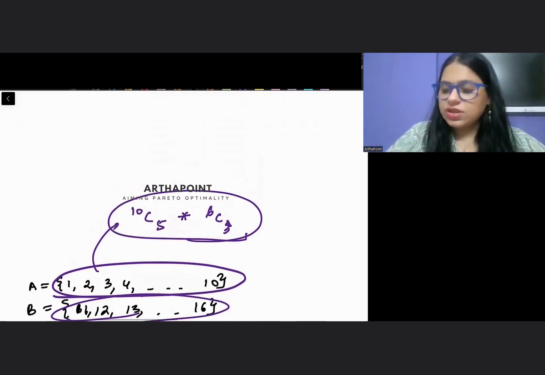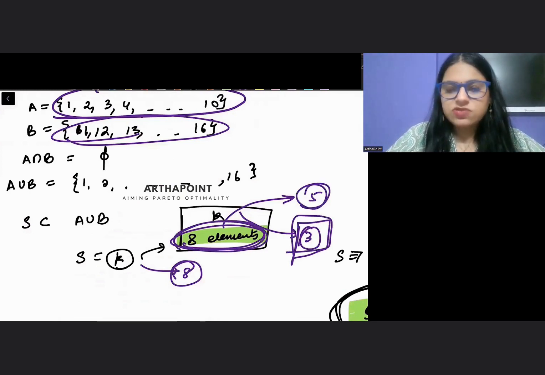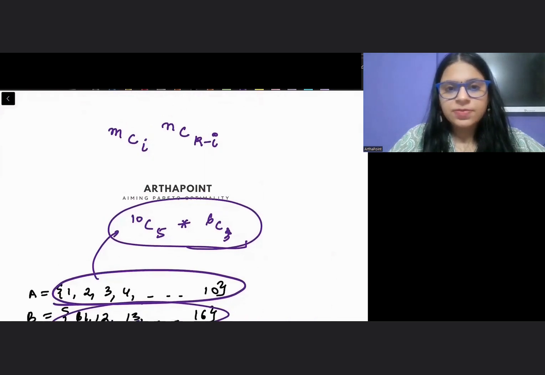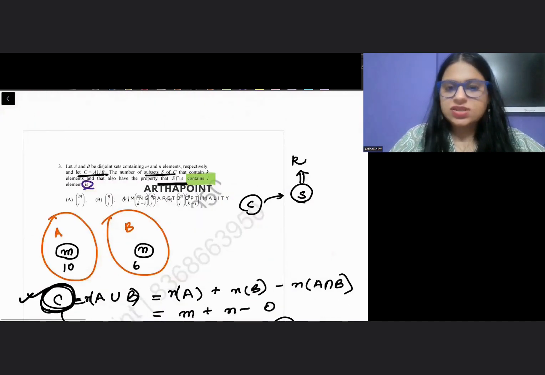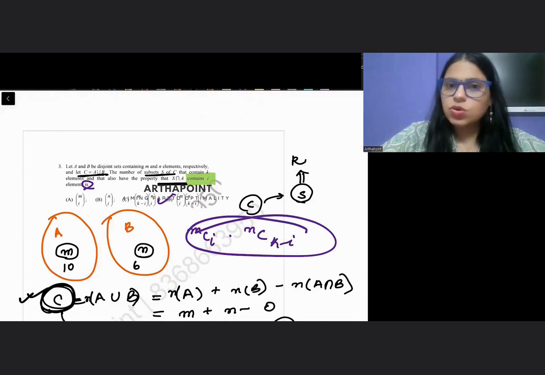Now, if I talk about the general case, A had M elements, and I need I elements, and B had N elements. And how many elements of B do I need? K minus I. K is the total number of elements, minus I, that is the number of elements of B. So I need K minus I elements. This will be the answer to this question: MCI times NC(K minus I). So I can go ahead and say the answer will be D. This says MCI, NC, K minus I. That would be the answer to this question.